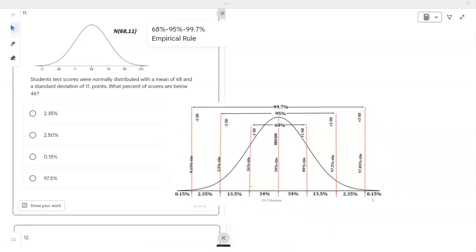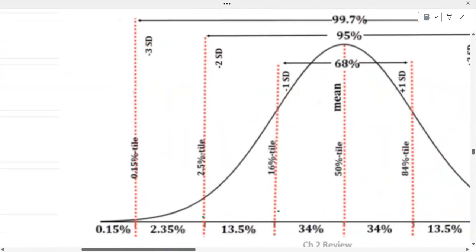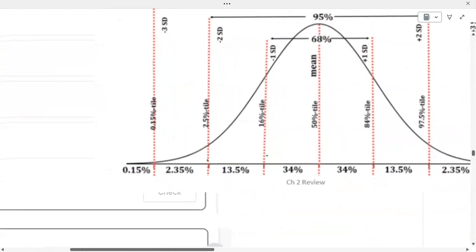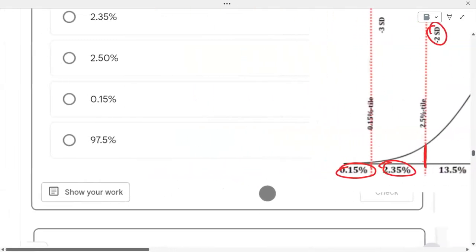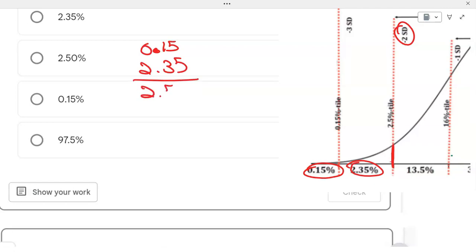So we're back to our same tests distribution, and this one is saying what percent of the scores are below 46. All right, so here's 46. Okay, that's 2 standard deviations below the mean. Okay, so our 2 standard deviations below the mean is right here. So I'm going to take all of these two values and add those up, and that's going to be my total. So 0.15 and 2.35 adds up to 2.5%.